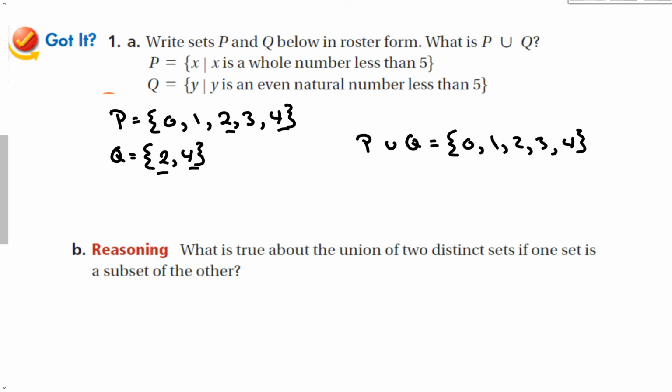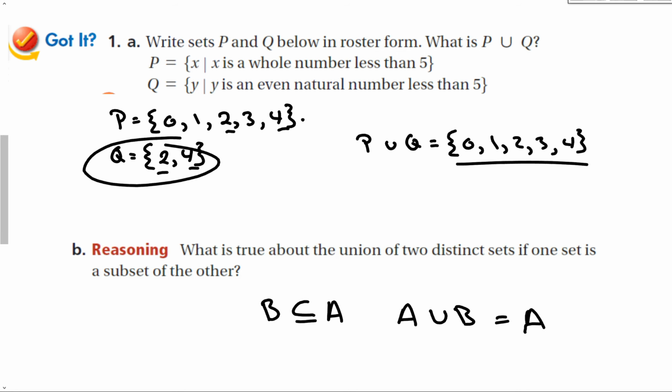So what's true about the union of two distinct sets if one set is the subset of the other? Well, if B is a subset of A, remember our notation, then A union B will be the same as A. And you can see that here because Q is a subset of P, right? 2 and 4 are both in P. And we can see that P and P union Q are both the same.